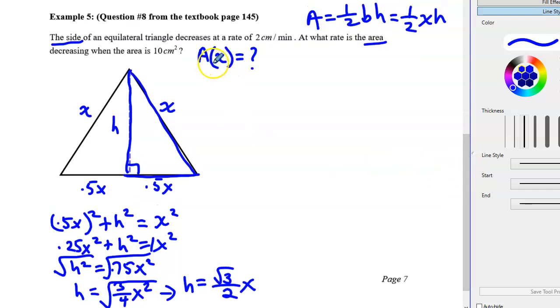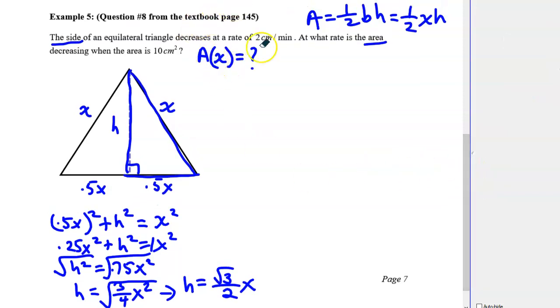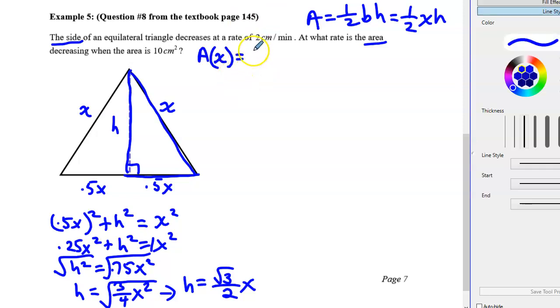So then the area of this triangle in terms of x would be equal to half base, which is 0.5 x, right?